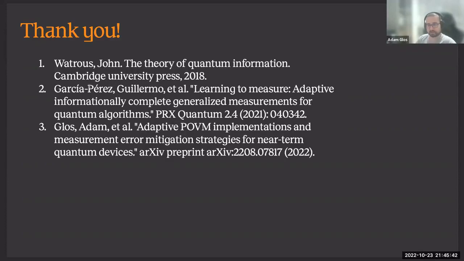And the results concerning this optimization of POVM can be found in my colleague's paper, Learning to Measure: Adaptive Informationally Complete Generalized Measurement for Quantum Algorithms. And in case of the noise and reliability part, there's another paper, a preprint actually, which in a sense is a follow-up of this second paper.